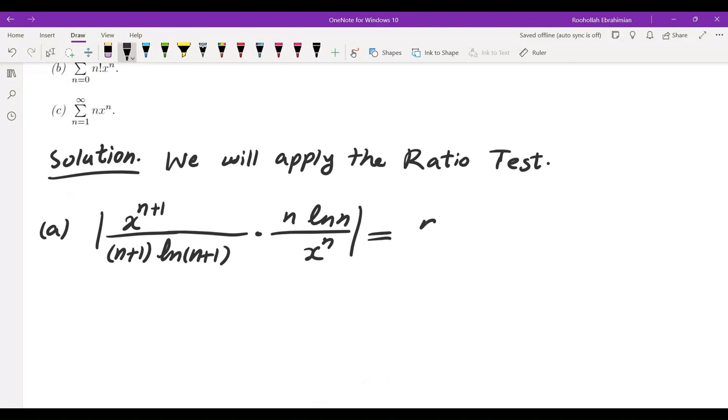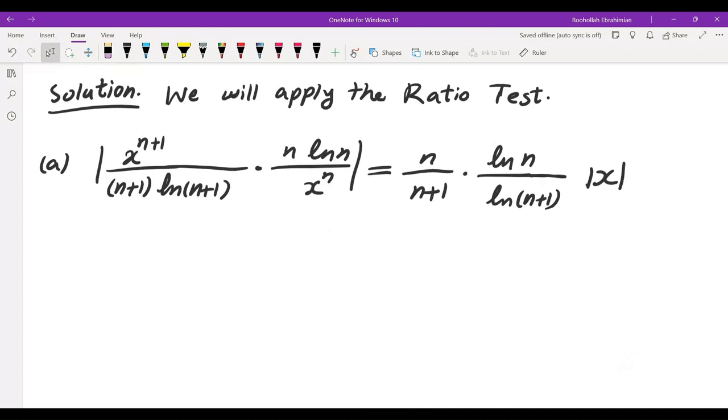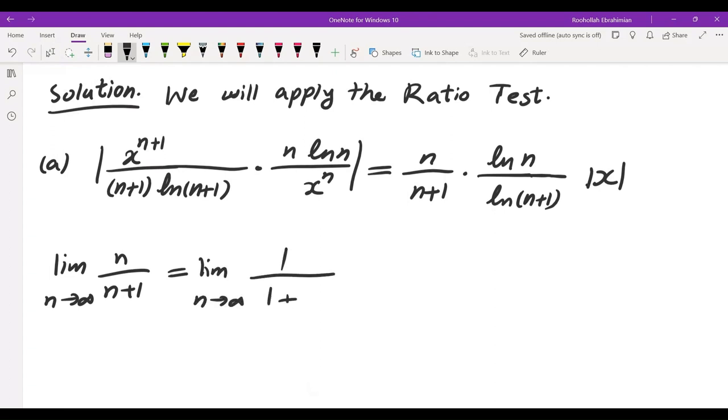Okay, so the n over n plus 1 is easy to find its limit. Then we have natural log of n over natural log of n plus 1. N over n plus 1 approaches 1. Natural log of n and natural log of n plus 1, intuitively the ratio must approach 1. And then we have absolute value of x. So n over n plus 1 is easy. That part is easy. By dividing by n, we get 1 over 1 plus 1 over n, which is going to be 1.